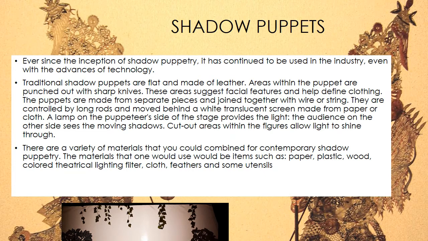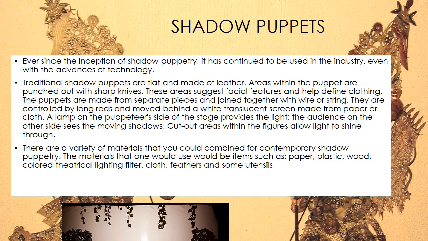Traditional shadow puppets are flat and made out of leather. Areas within the puppet are punched out with sharp knives. These areas suggest facial features and help define clothing. The puppets are made from separate pieces and joined together with a wire or string. They are controlled by long rods and moved behind the white translucent screen made from paper or cloth. A lamp on the puppeteer's side of the stage provides the light.